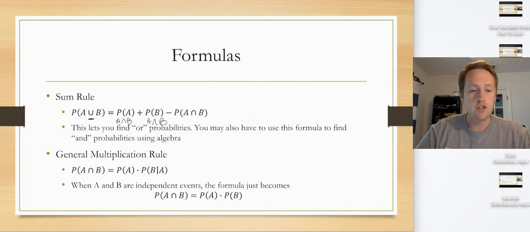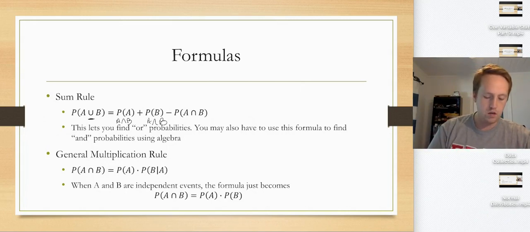The general multiplication rule is the probability of A and B is equal to the probability of A times the probability of B given A. That formula is given to you as well.